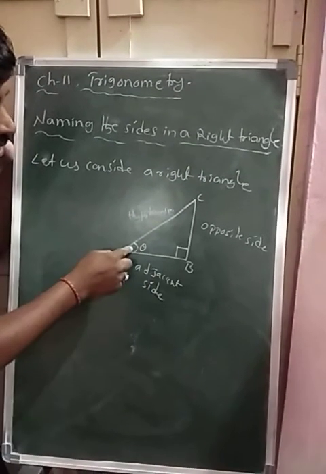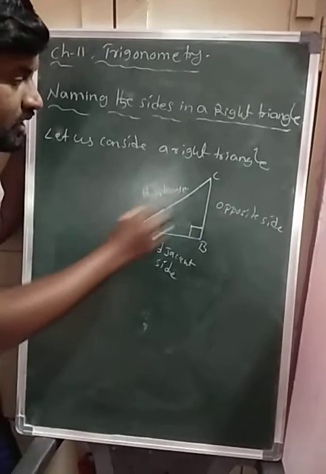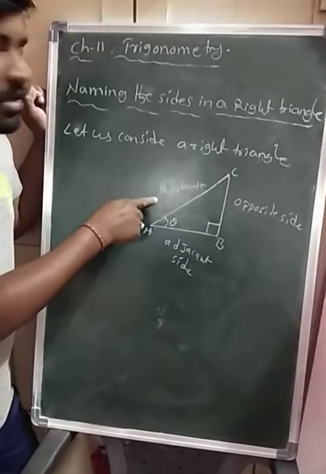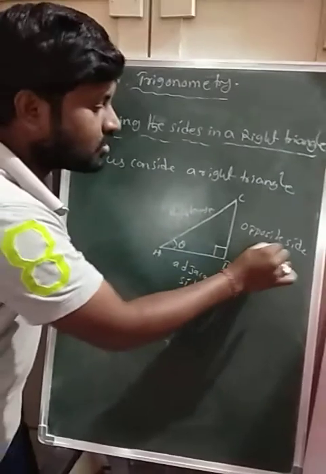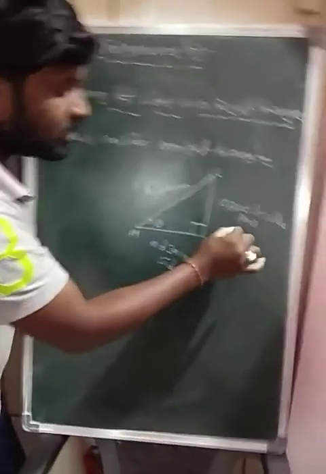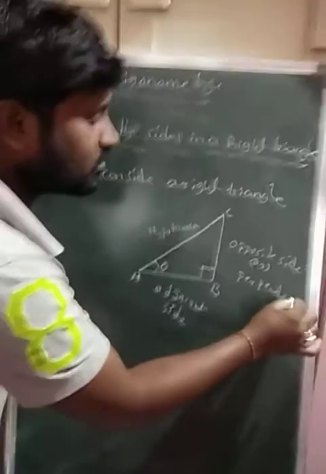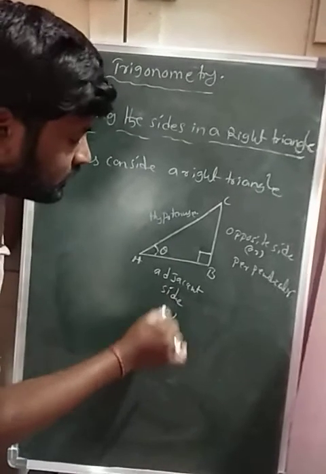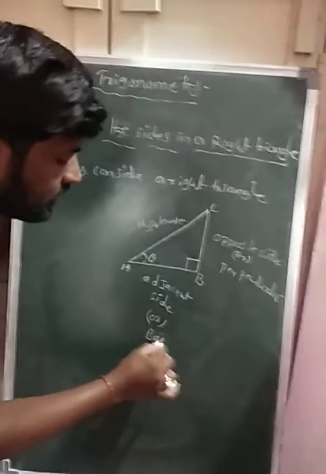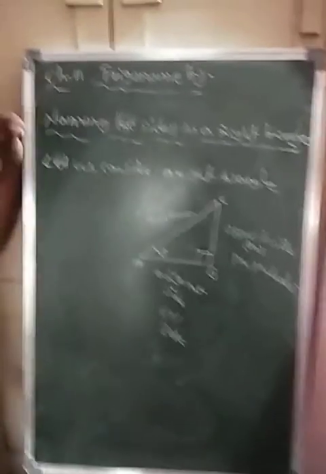With respect to angle theta, what is the hypotenuse? The longest side in a right-angled triangle. That is the hypotenuse. Sometimes we can write it as perpendicular also. Sometimes the adjacent side we can read as the base. Okay. Now see.